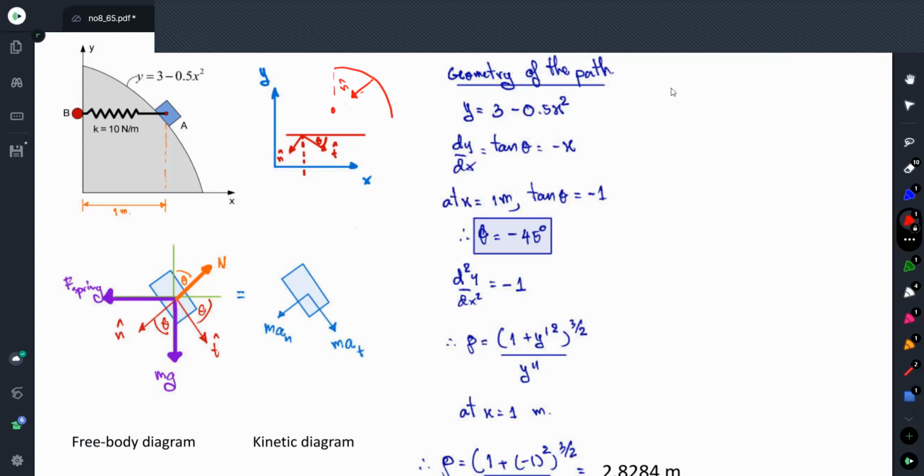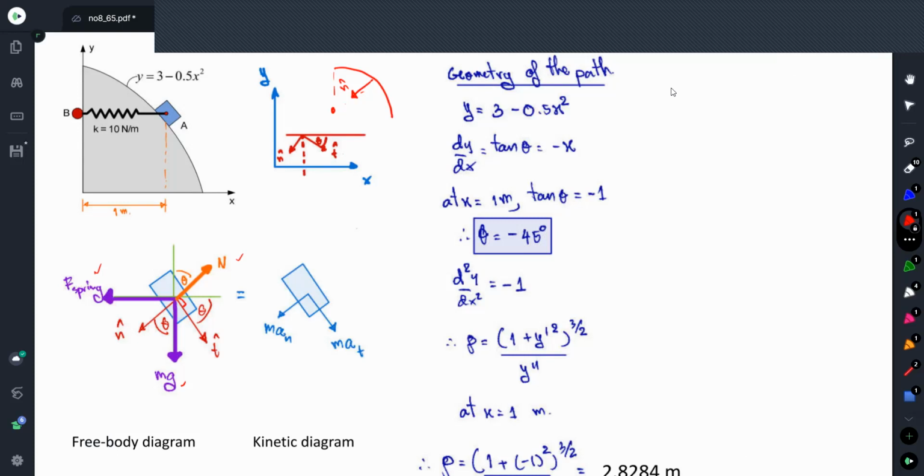To set up the coordinate system, you have to follow this rule. Do not set up the coordinate system in a different way, because the normal direction is always toward the center of curvature. From the block, we draw the free body diagram. The block has the weight in the vertical direction, and the spring force, which stays horizontal from the problem. We also have the normal force, which is always normal to the path, 90 degrees with the tangential direction like this.